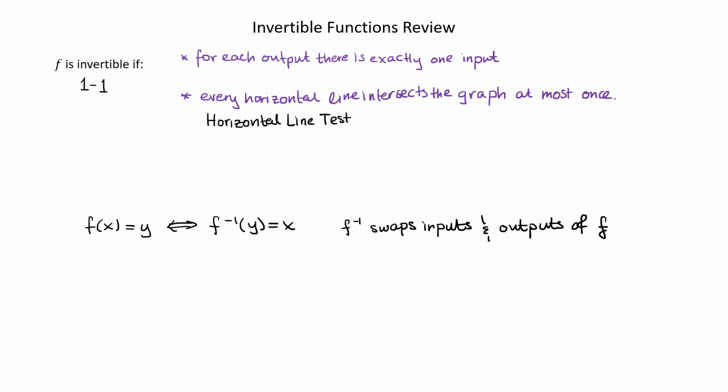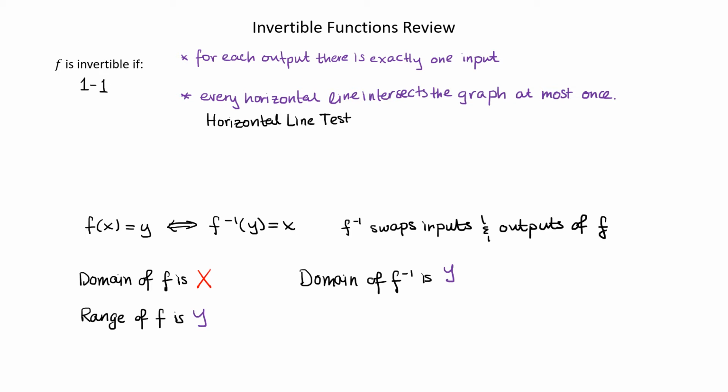So for example, if we know the domain of f is x and the range of f is y, then those inputs and outputs are going to be switched for f inverse. The domain of f inverse is going to be y. And the range of f inverse is going to be x.